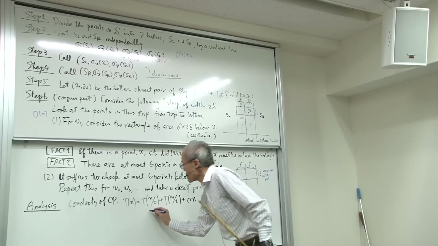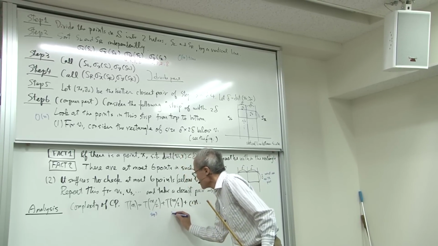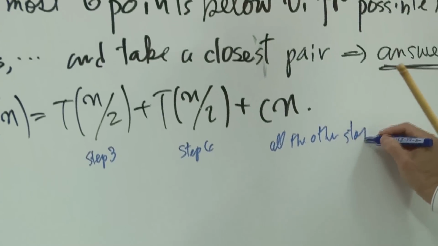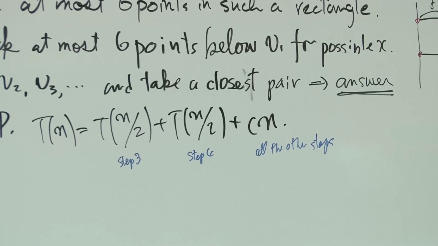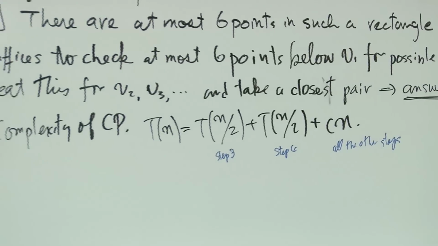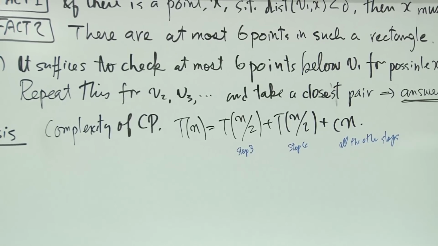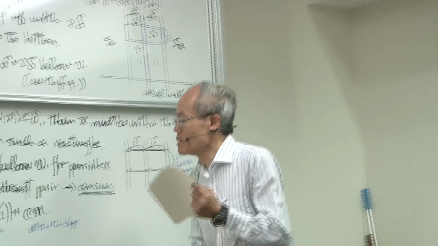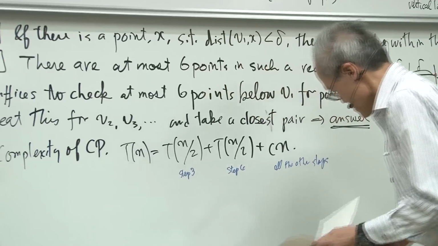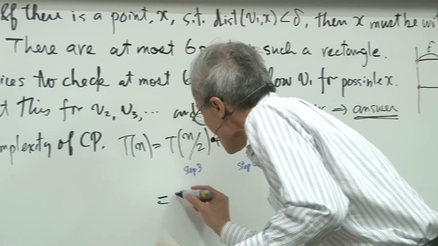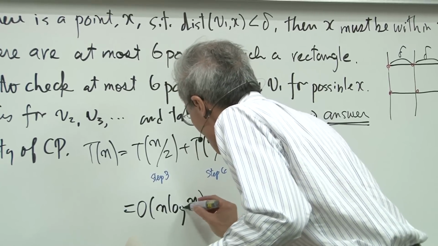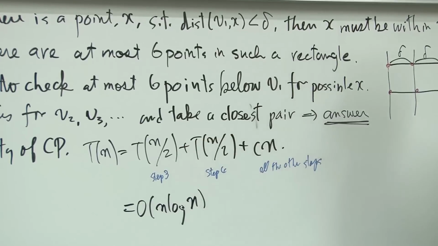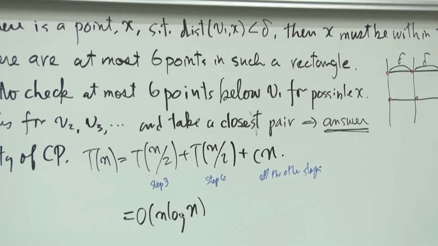So that's why step 3, step 4, all together, all the steps are just linear. Then it is easy to see that this is n log n. You just put n log n into this equation, and it doesn't give you any contradiction. So this is n log n.